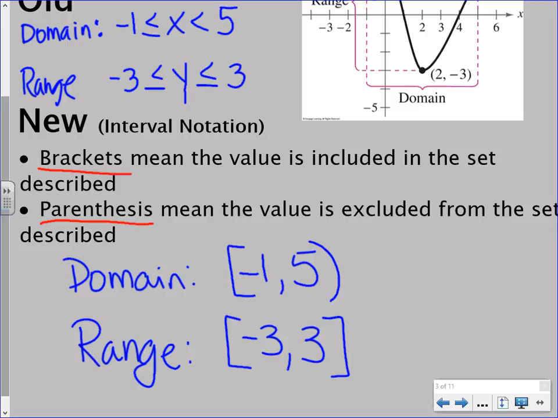So the only new thing is notation. You just have to remember which one is which. To me, I think that parentheses kind of looks like a half circle. Like if you were to draw a circle, it would be like an open circle. That's kind of what I associate with. If we would make a circle out of that parentheses, it would be open. All right, so let's look at this example.